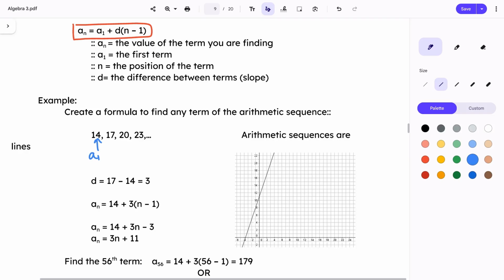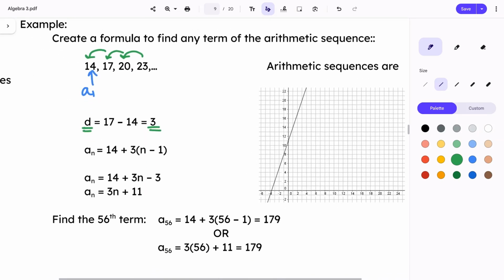And I always think about the difference going down. So 23 to 20, 20 to 17, 17 to 14. What does it appear it's doing every single time? Going down 3. So I would say my difference is 3. Okay, so that's what they have written here. My d, difference, is 3. So using the general form of our equation, I'll just write that again here. The general form says a sub n equals a sub 1, your first term, plus the difference times n minus 1. And they're starting to plug these pieces in.